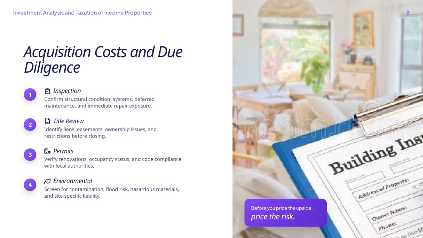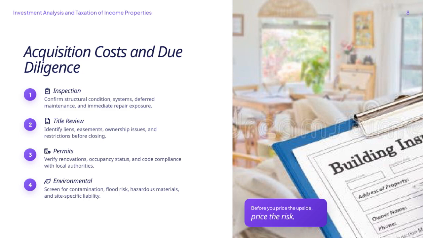When we talk about acquisition costs and due diligence, there are several critical steps to focus on. First is the inspection. This step is all about confirming the property's structural condition and its systems, as well as identifying any deferred maintenance or immediate repairs needed. Knowing this upfront helps prevent unexpected expenses down the road.